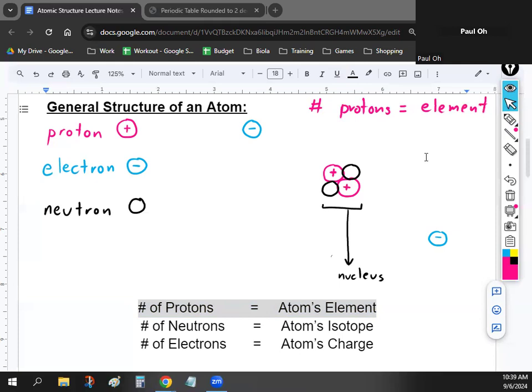Okay, so last time we talked about the periodic table of elements, how there are different types of elements, right? Different types of atoms. Well, the thing that determines what element something is is how many protons it has. So all the atoms with one proton, they're the same element. All the atoms with two protons, they are the same element. Everything that has three protons, they are the same element, and so on and so forth.